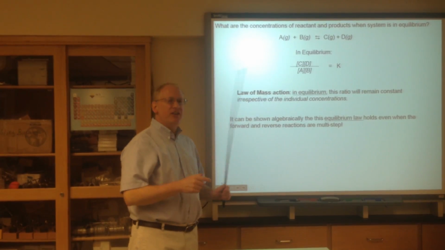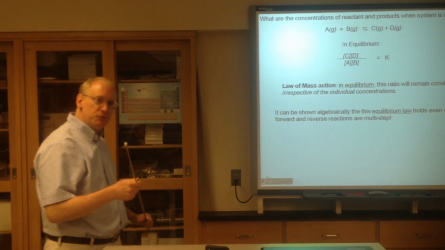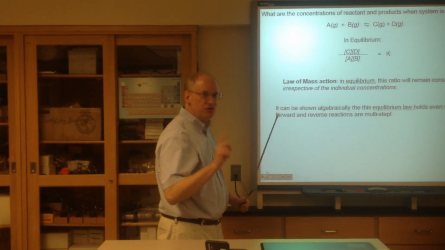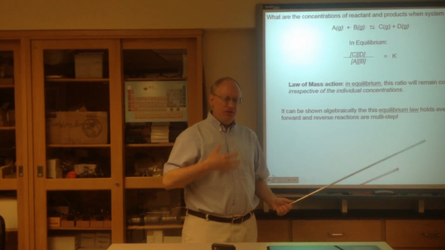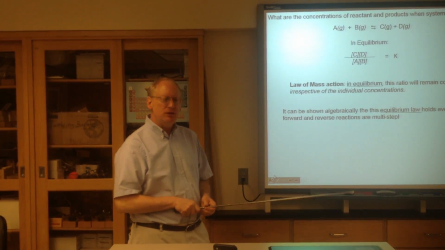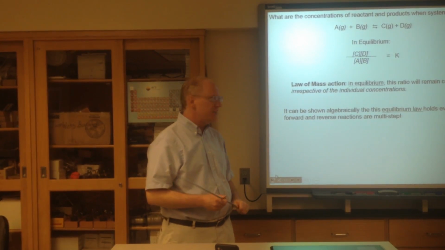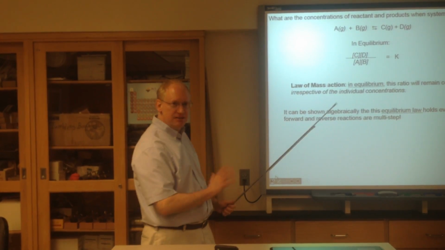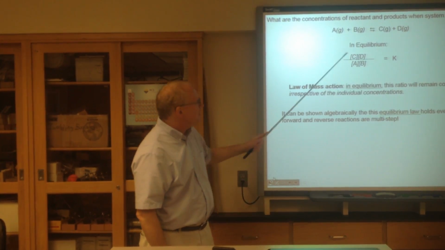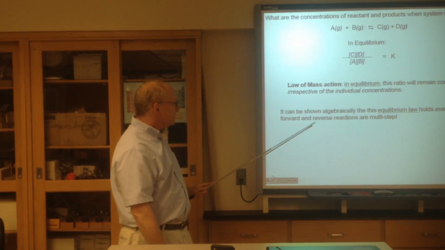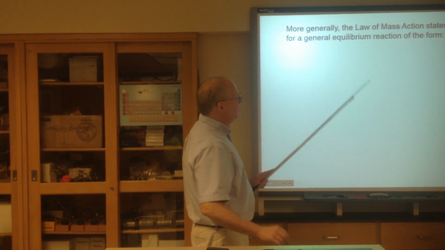Now, my argument that I've given you only applies in the case where both the forward and reverse reactions are elementary reactions occurring in a single step. It can be shown algebraically that the same is true even if one or both occur with a multi-step mechanism. The algebra gets a little bit hairy. I'm not going to try to show you that here, but it can be shown that this equilibrium law holds even when the forward and reverse reactions are both multi-step.